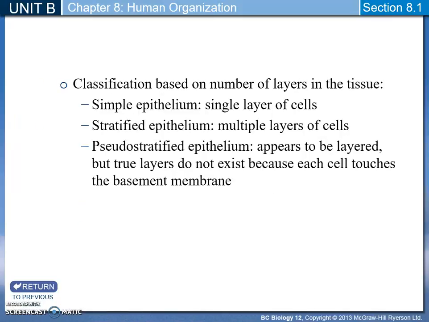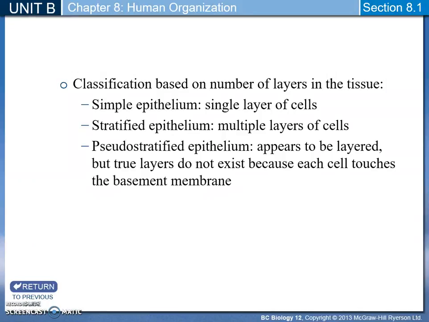Classification based on number of layers in the tissue: we have simple epithelium, which would be a single layer of cells. Then we have stratified, which would be multiple layers. And then we have what's referred to as pseudostratified. It appears to be layered, but true layers do not exist because each of the cells actually touches the basement membrane. And so that's how we differentiate between them.